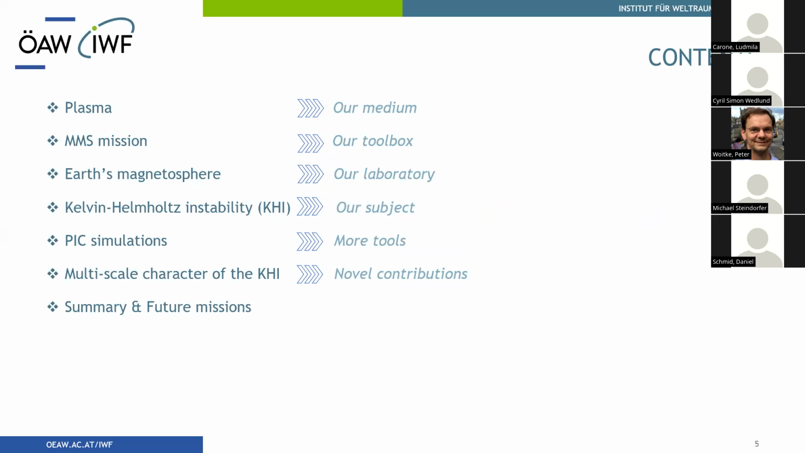Okay, so the contents of today will be a short introduction on plasma itself and on the Magnetospheric MultiScale mission. Then we'll be talking about Earth's magnetosphere, which is kind of the laboratory that we have, and an introduction of the Kelvin Helmholtz instability itself. So we did not only use spacecraft data, but also simulations. So I will give you an introduction on these. And the last point is then the outcome of my PhD, namely the multi-scale character of the KHI, which are the novel contributions from my side. And the summary and the outlook for future missions will then close the talk.